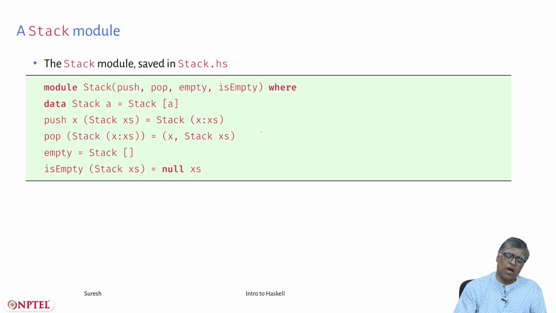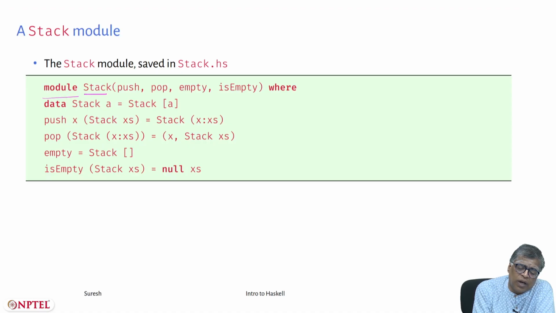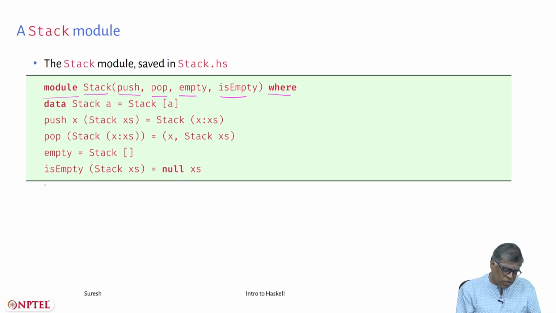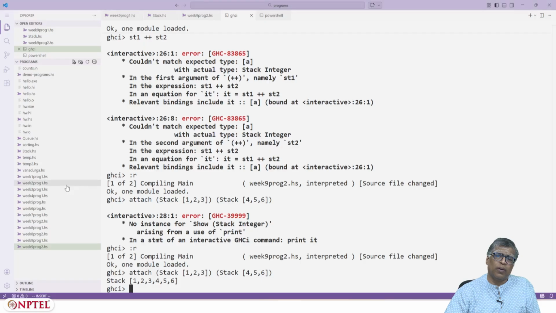So here is a stack module. This is how you do it. You say module, that is the keyword, and you write the name of the module, and then you say what all functions you are going to export, and then you say where, and then you write your functions as usual. Okay, and I'll go to VS Code now and show you how we have done this module.